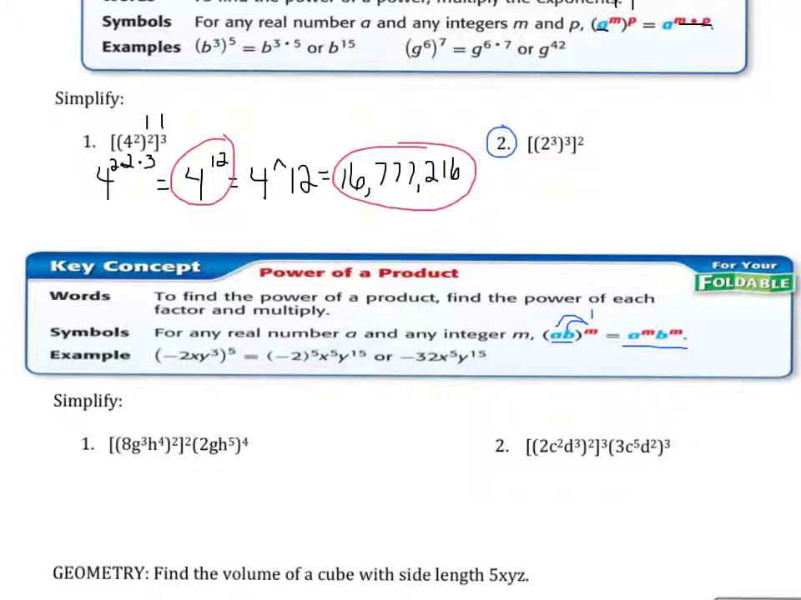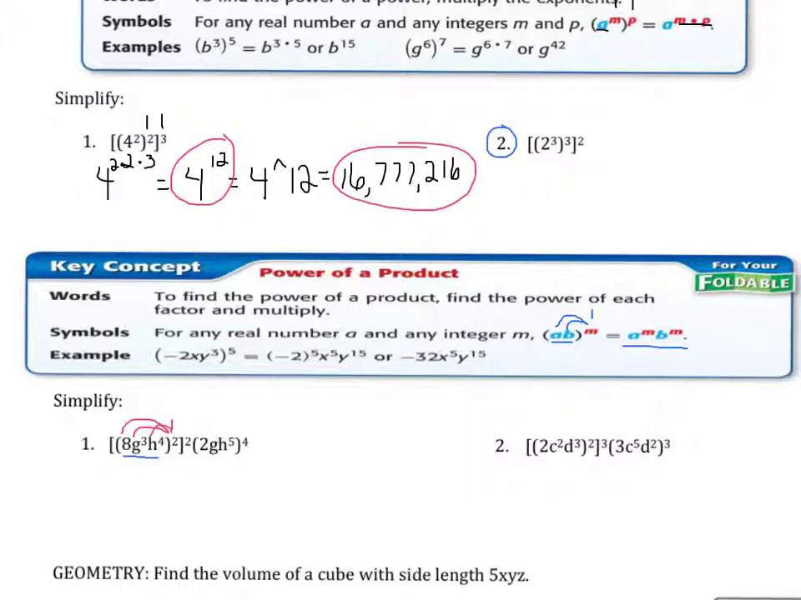So let's take a look at our first example. It looks a little more complicated than a times b to the m, right? But what we have here is just a product. We have 8 times g to the third times h to the fourth, and all of that is raised to the second power. So what are we going to do? We're going to put the 2 with the 8, the 2 with the g, and the 2 with the h to the fourth.